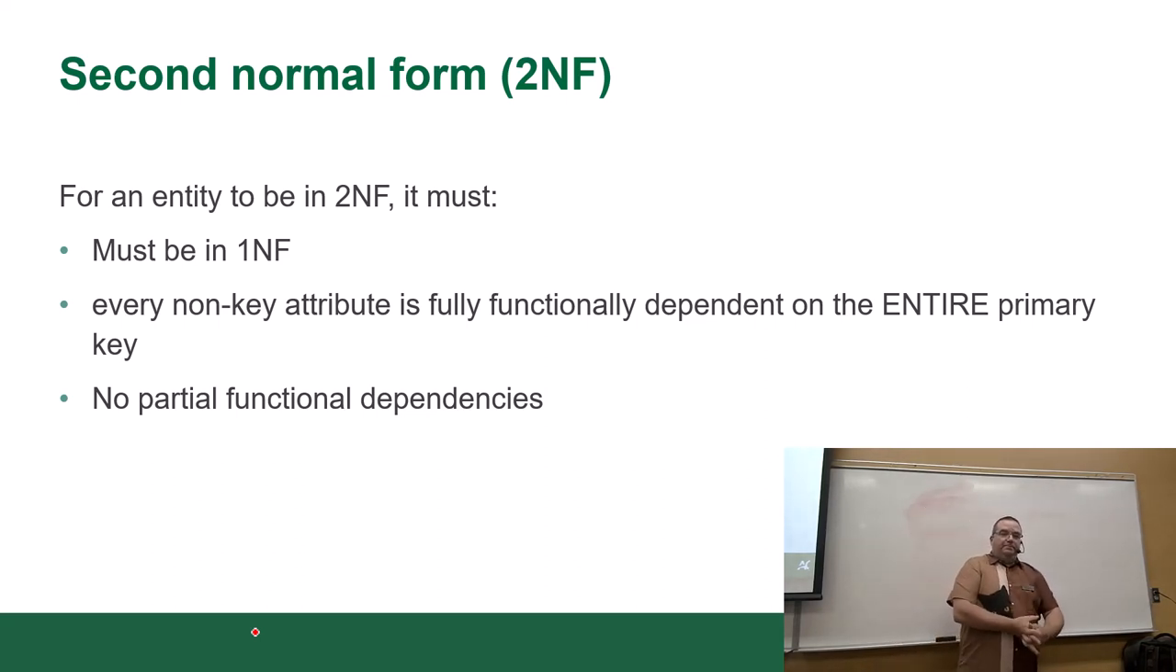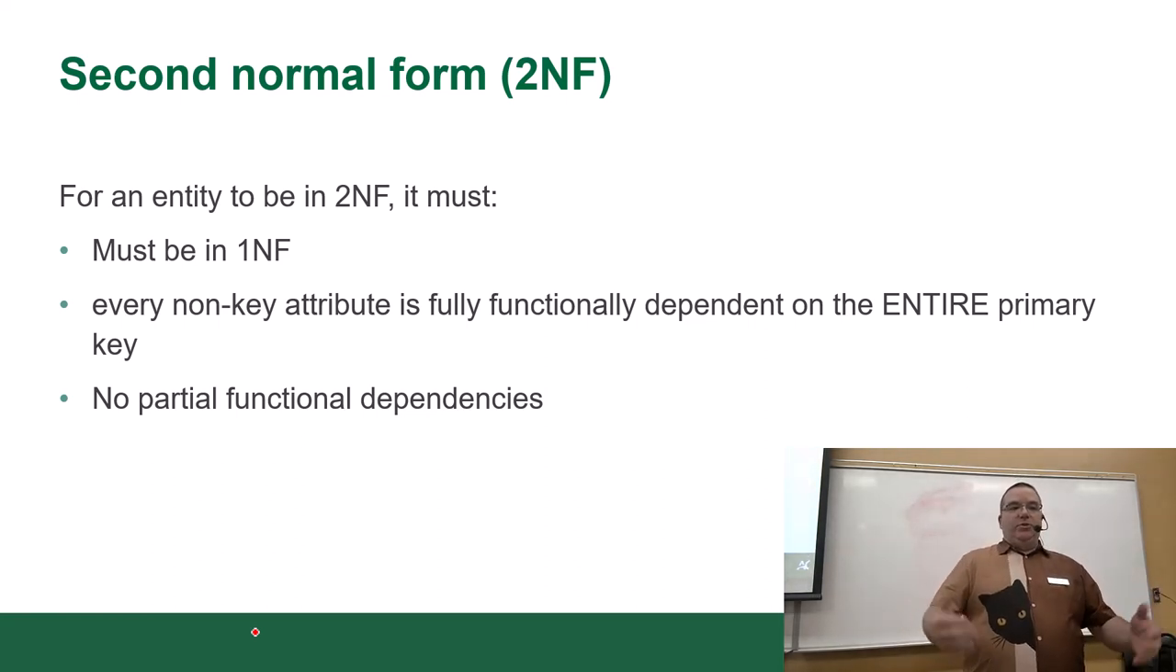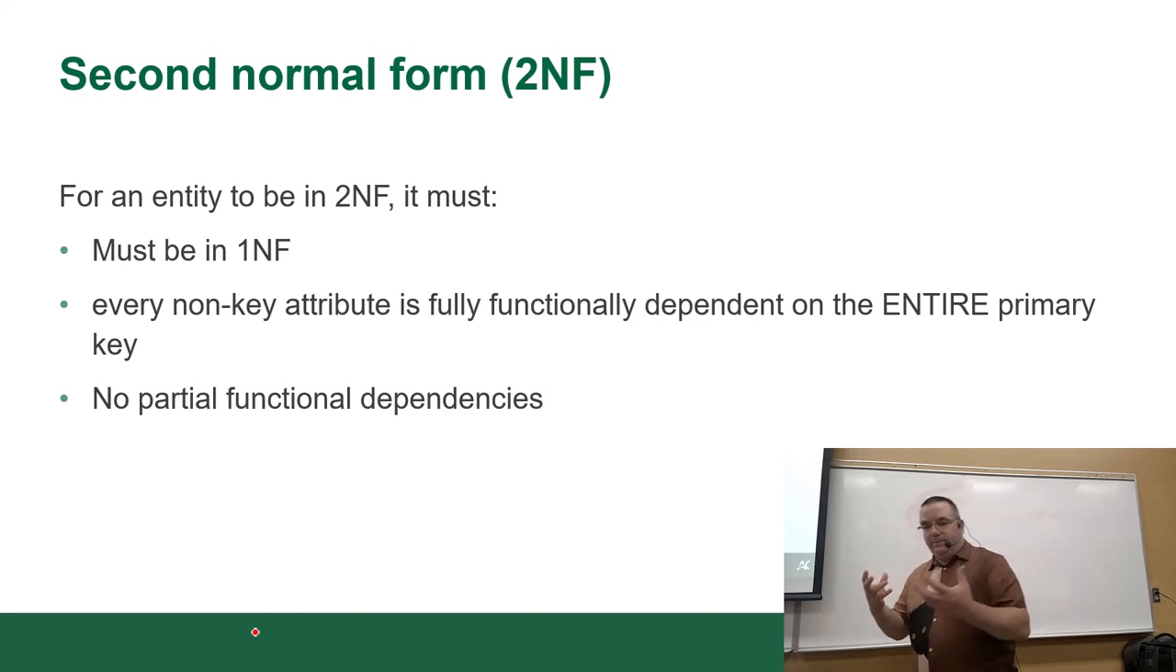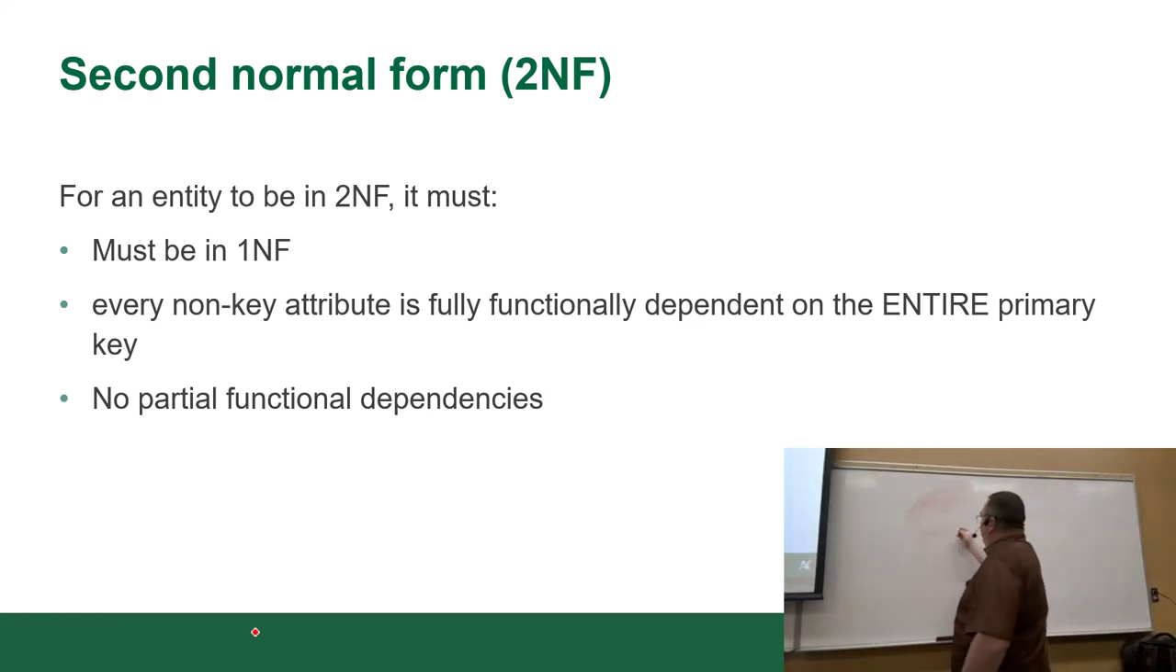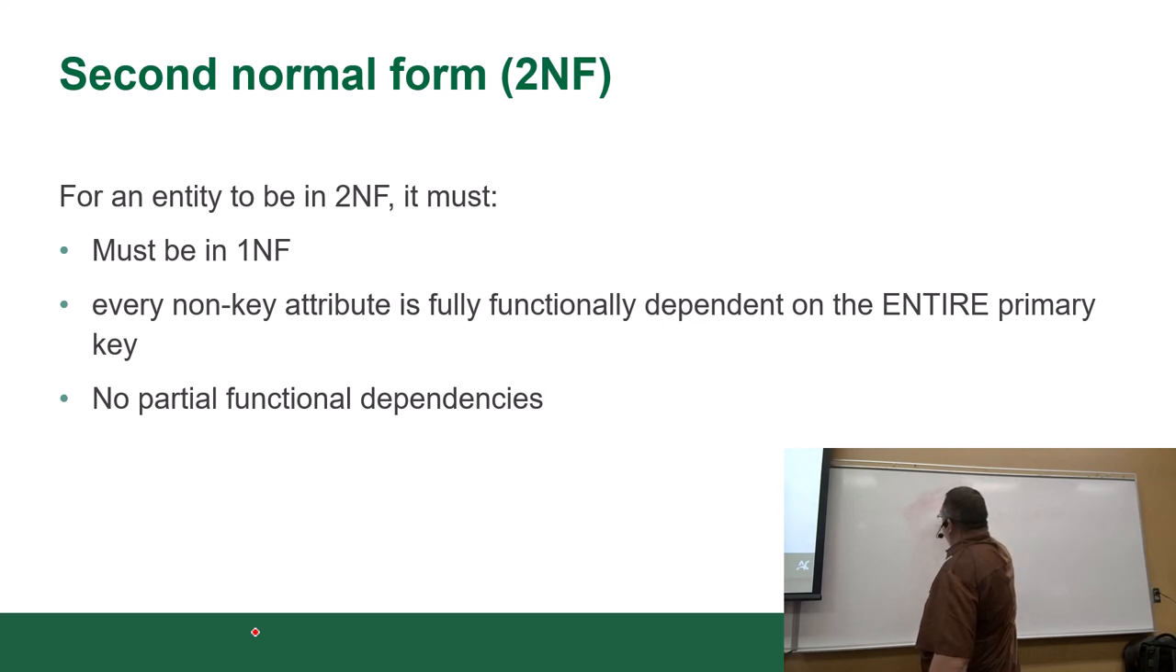But, you know, you cannot be one unless you've already reached the other. Every non-key attribute is fully functionally dependent on the entire primary key. In other words, there are no partial dependencies. So if you recall earlier, if I have, say, W, X, Y, and Z, and we know that my identifier is this, and Y is fully dependent on the entire key, but Z is not, that's a partial dependency.